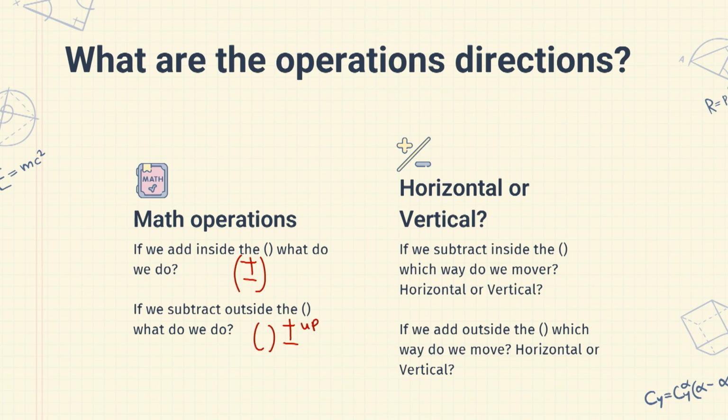When I'm subtracting outside the parentheses, I'm going down. So we need to make sure that we have these in our notes. Now, horizontal and vertical. If we subtract inside, which way do we move? Okay, we're going horizontal. If we add outside the parentheses, which way are we going? We're going vertical because we're going up. Horizontal, we're going left and right.